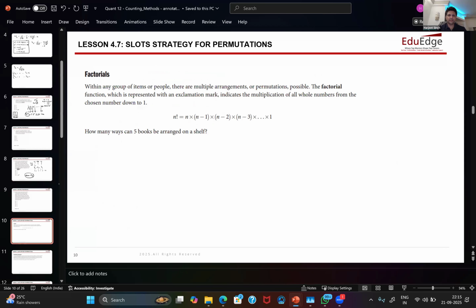Okay, next. We've already done the factorial concept.